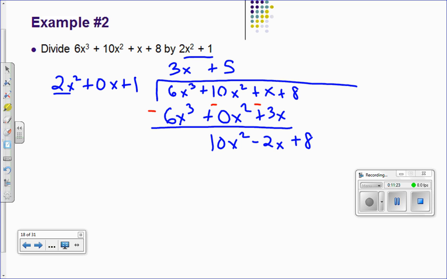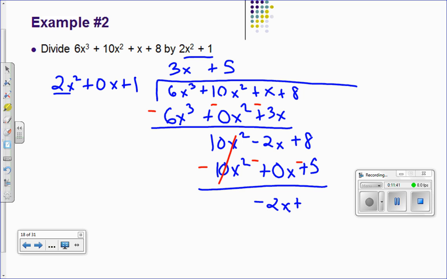And then we're going to multiply that 5 through the divisor and get 10x squared plus 0x, and then plus the 5. And then changing the signs and adding, once again, these terms cancel. I'll get a minus 2x and then a plus 3. I'm finished because my degree is less than the divisor, so the remainder is negative 2x plus 3, and we'll divide that by the divisor of 2x squared plus 1.